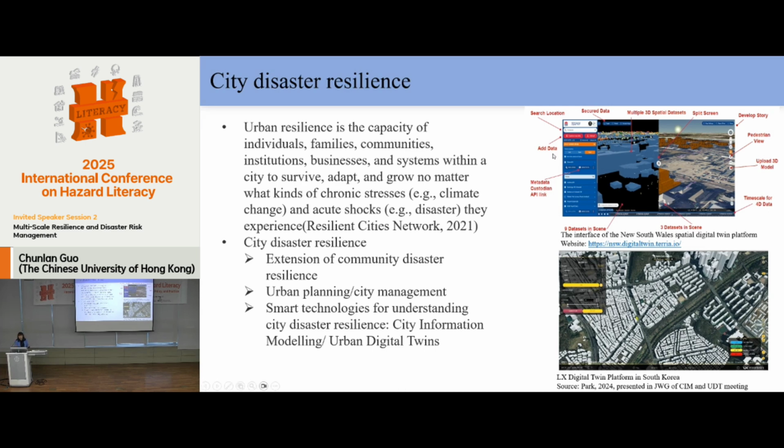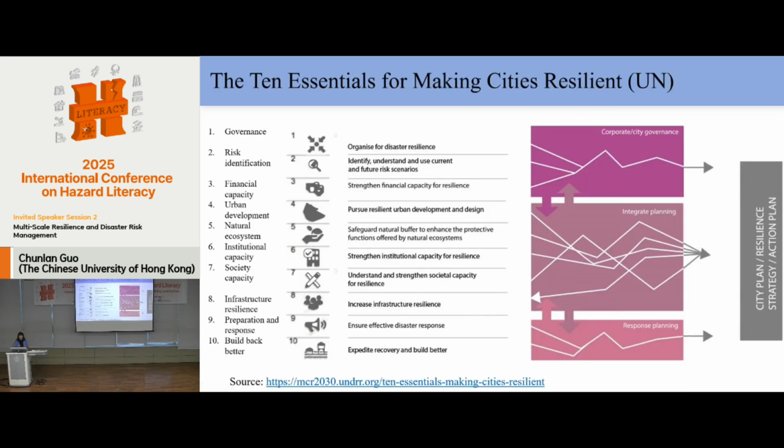In fact, city information modeling, like these are the two platforms. One is in the New South Wales state. They developed such a type of digital platform to understand all the physical environment in their city. And the bottom one, in fact, is our collaborator's presented last year. It is the LX Digital Twin Platform. If you go to search, you can access this platform, especially in South Korea.